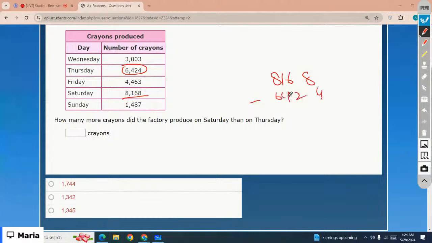6,424, right? 8 minus 4 is 4, 6 minus 2 is 4. You need to borrow 1, 7 and 11. 11 minus 4 is 7, and 7 minus 6 is 1. That is 1,744. Option number 1 is the correct option.